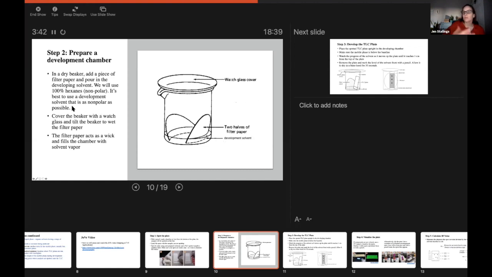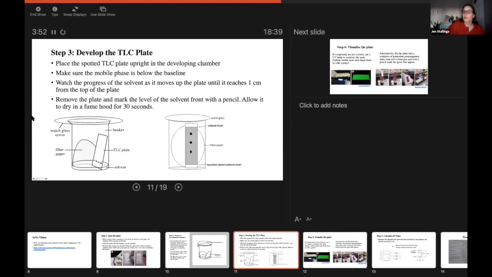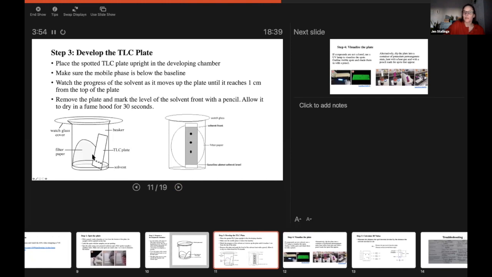And today, we're only talking about hexanes used as our solvent, which is non-polar. So that is the development chamber. And then when you're developing your TLC plate, you want to stand it up straight so the origin is facing down. It's like they're racing in an uphill battle, they just travel up, up, up.